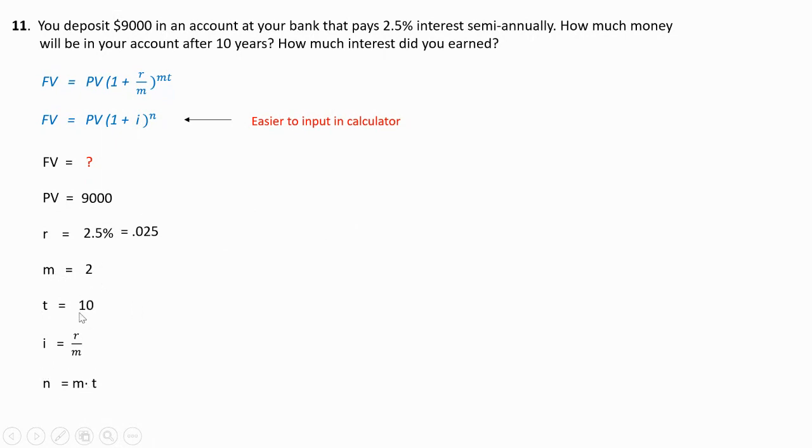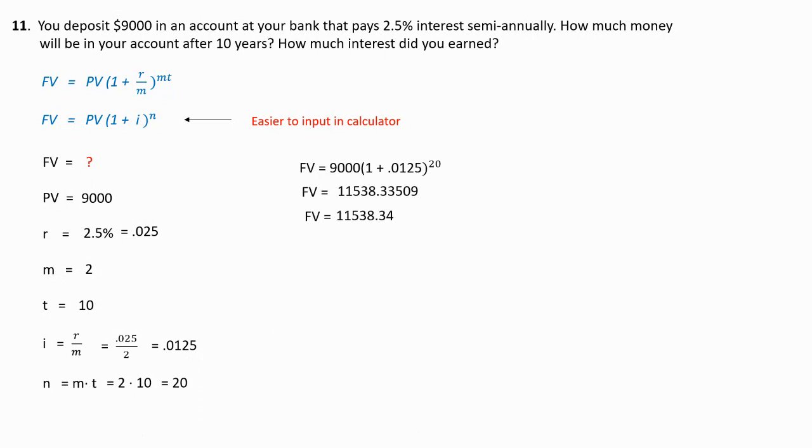My R is 0.025 divided by 2, which will give us 0.0125. And my N is M times T. It will be 2 times 10, which will be 20. So we plug into the formula, the second formula, and then we just plug into the calculator, just the way it is. So it gave us 11,538.33509, which means it's $11,538.34.